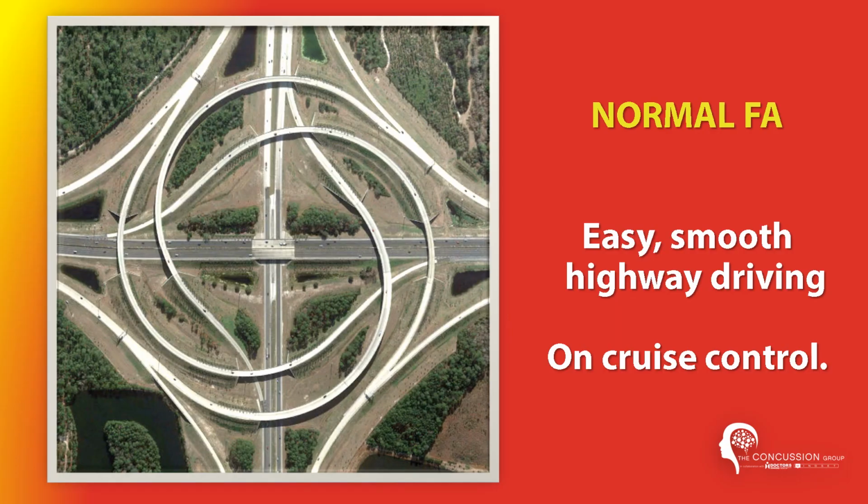So what is a normal FA or fractional anisotropy? Well, you may recall that I had you compare the movement of water molecules in certain pathways in the brain, similar to what might be electrical current going through a wire that has all types of insulation. So when normal FA is occurring in the brain, it's much like this highway picture, where the cars are moving along, everything's good, people are on cruise control. It's smooth highway driving, no interruptions, everything's really cool.